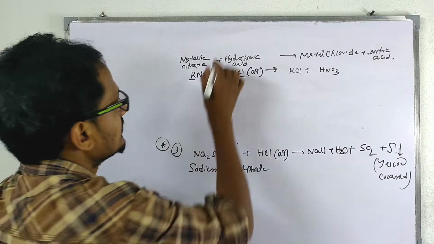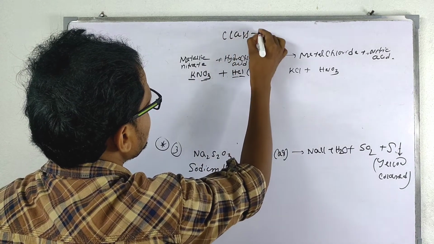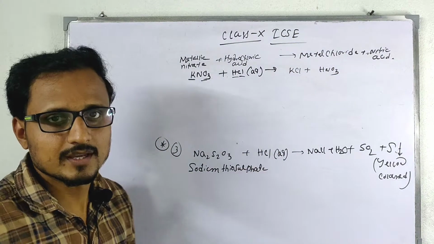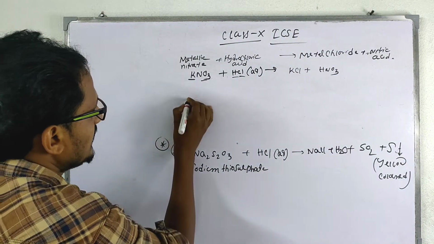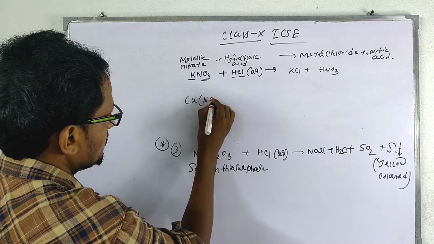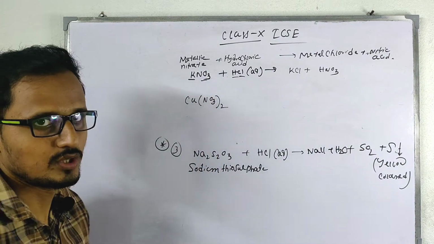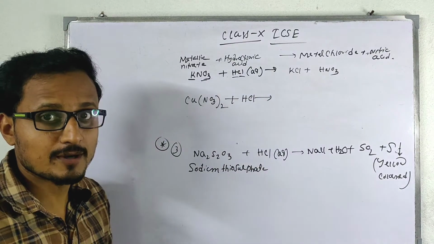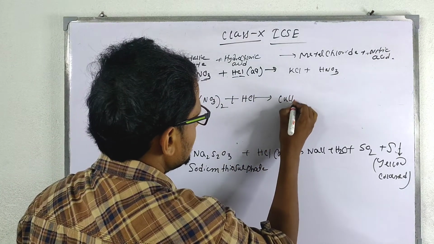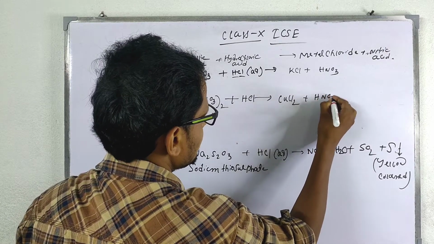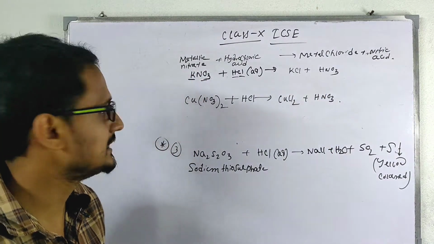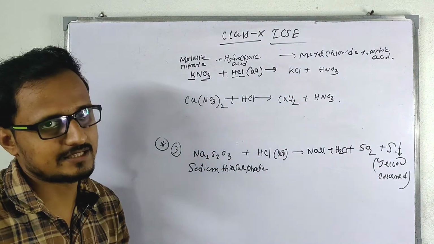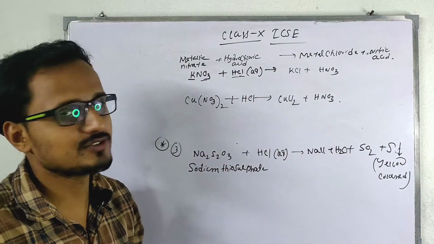Now next, and this is class 10 ICSE. Okay. Next, say another nitrate, copper nitrate, Cu(NO3)2 plus HCl. What will it form? It will form copper chloride, CuCl2, with nitric acid. Very simple. Cu(NO3)2 plus HCl forms copper chloride plus nitric acid. Okay, now these are the reactions with nitrates.